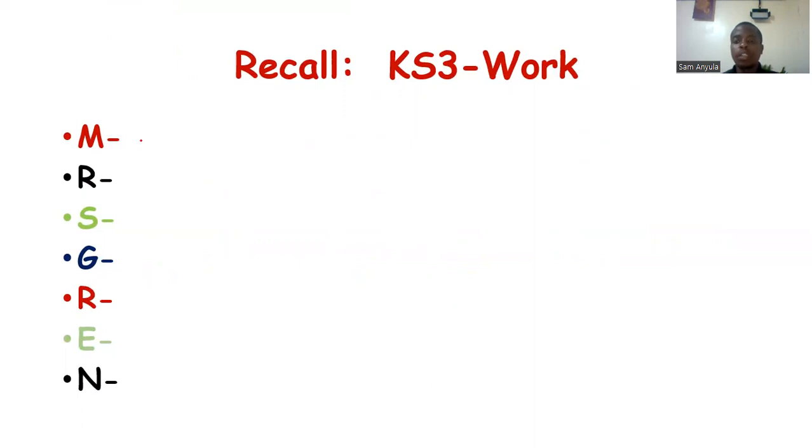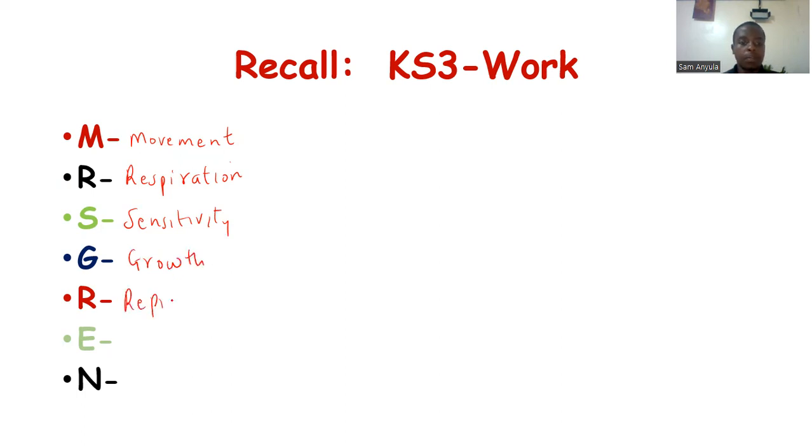You are introduced to this mnemonic, Mrs. GREN. And when we talk about Mrs. GREN, these letters represent the 7 characteristics of living organism, whereby M represents the concept of movement. We have R representing the concept of respiration. S, that is for sensitivity. G for growth. The next R here is for reproduction.